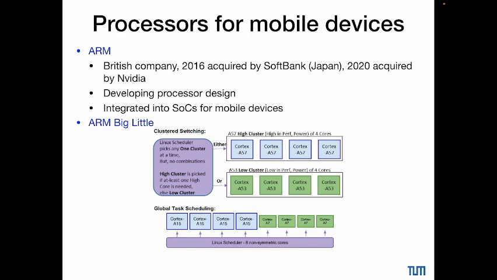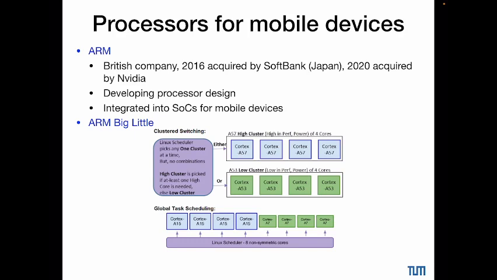So they become part of a chip, but this is not the only part. There are other parts on the chip, like for example an encryption unit, right? And therefore it's called system on a chip, and these are used typically in mobile devices. And ARM developed, there is.